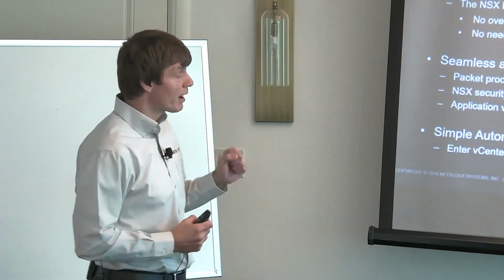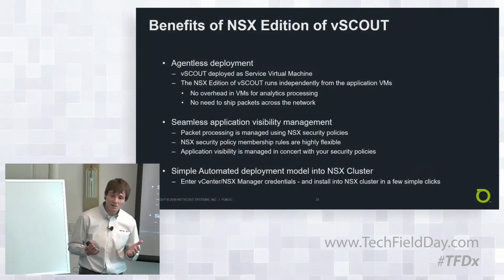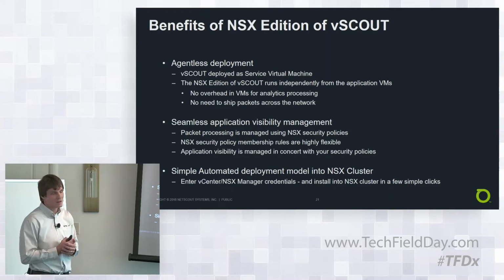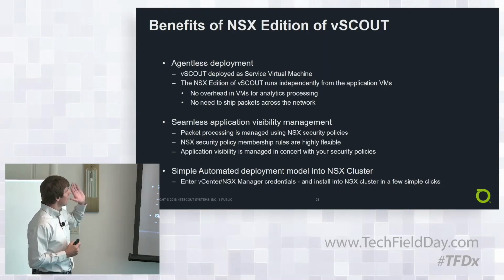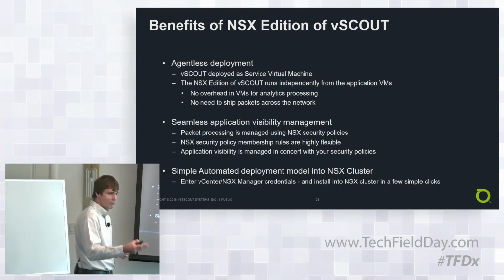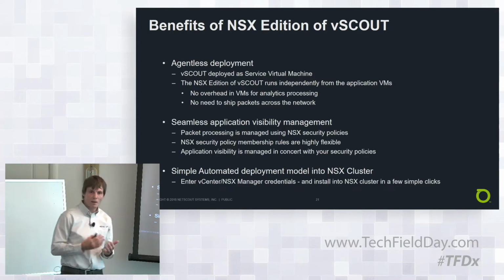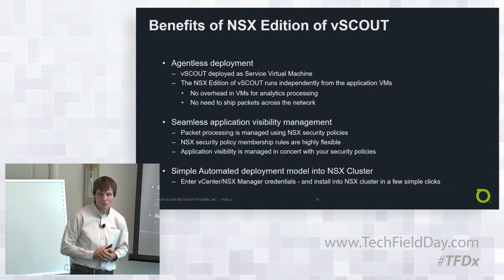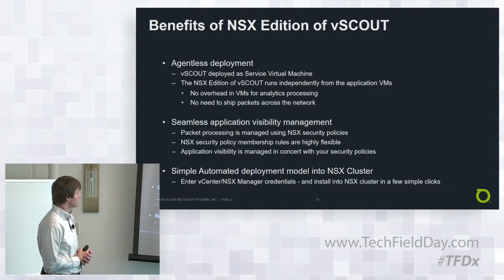So this is the summary. I'm hoping I've covered this slide in our discussions, and I think you've appreciated some of it. The NSX edition of vScout is agentless, in the sense that we don't deploy an agent on the VM itself. That means we're not taking overhead on those VMs or the application. You don't have to do anything on those VMs themselves, which is important.